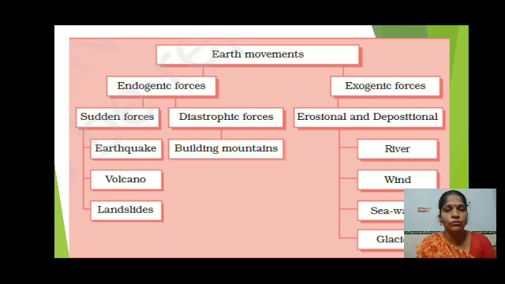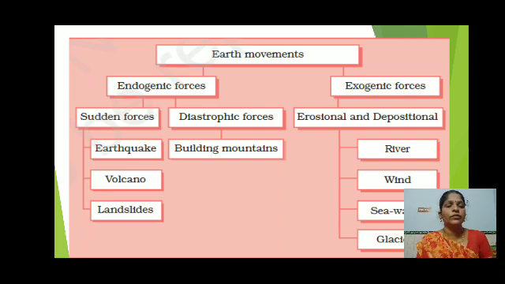The earth movements are caused by two forces: endogenic forces and exogenic forces. What are endogenic forces and exogenic forces? We will see in the coming slides. Endo means inside, exo means outside, genic means origin. The force which comes from inside the earth is endogenic force. Changes that happen on the earth because of outside forces are exogenic forces.